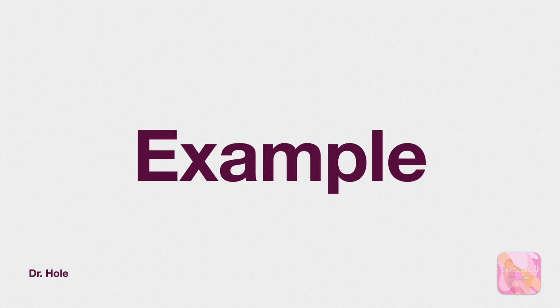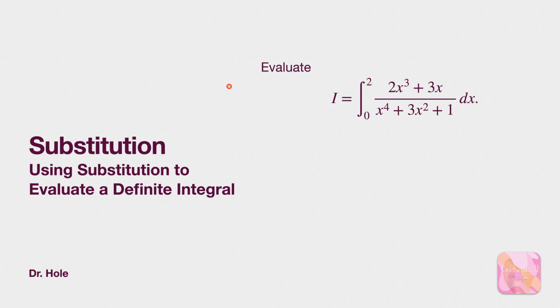Let's do another example. Here we're using a nice notation, letting capital I represent the entire integral. Focus in on the integrand. It's a rational function. The denominator is degree 4, the numerator is degree 3. And when you differentiate the denominator, 4x cubed, 6x, 0, you see that the derivative of the denominator is twice the numerator. Very nice. So here we are. Set u equal to the denominator. Get that the differential du is twice the numerator, dx.